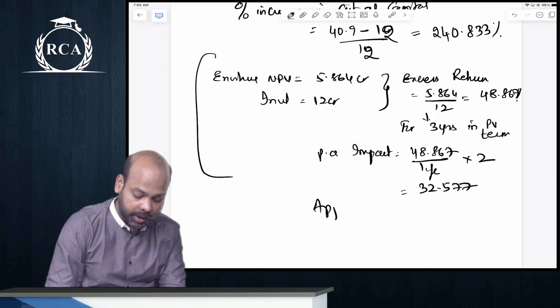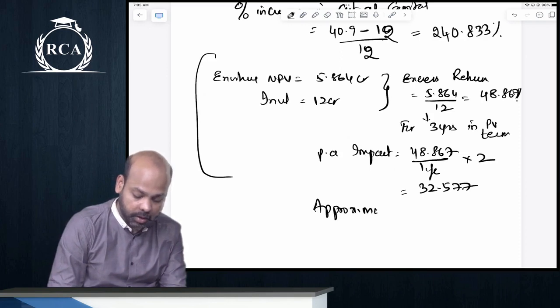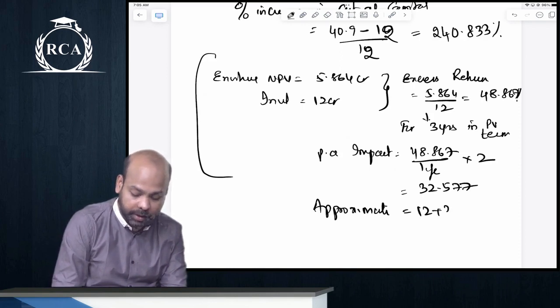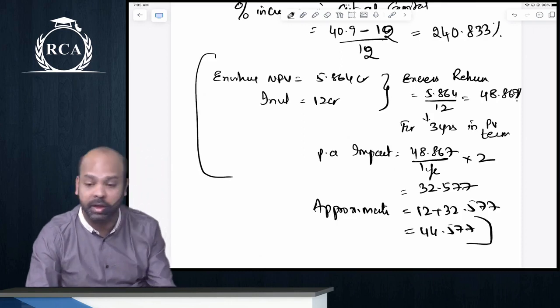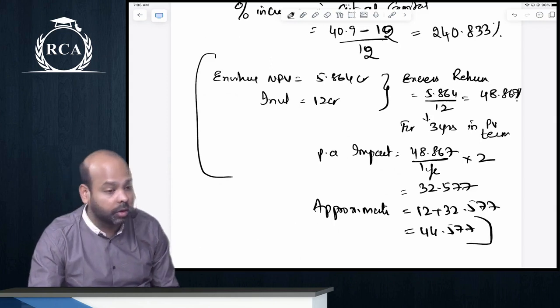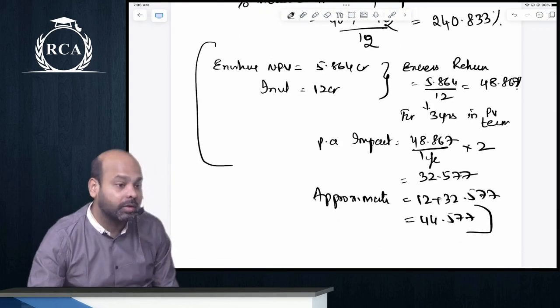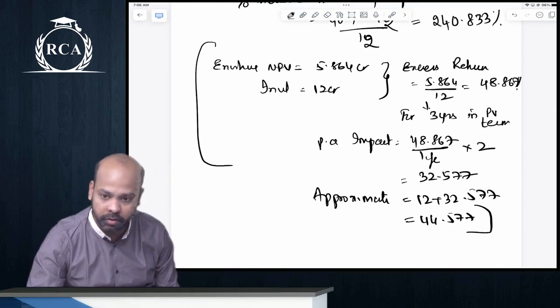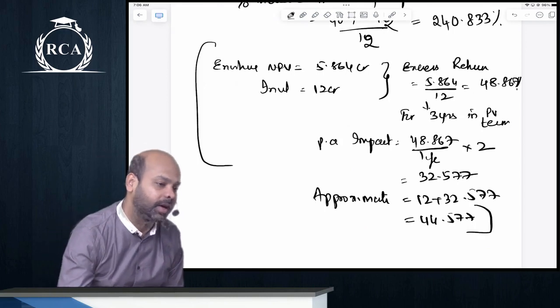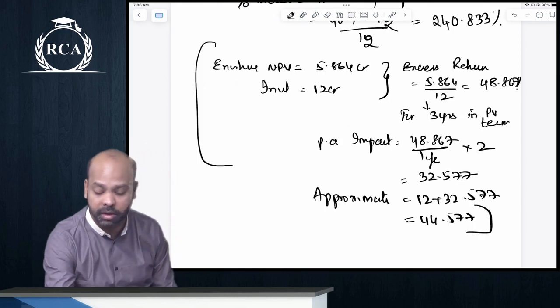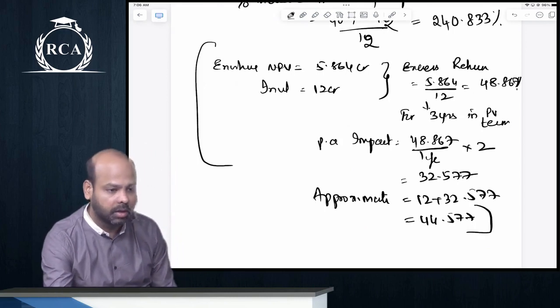32.577. Your approximate return will be, to start off with, 12 plus 32.577, 44.577. That is why I started off with 40% directly. I know that the answer would be closer to that percent. Okay? Here the approximation difference is larger because the life of the project is too short. It is only 3 years. If the project was 5 years, you will more or less get the answer within a range of 1-1.5%.